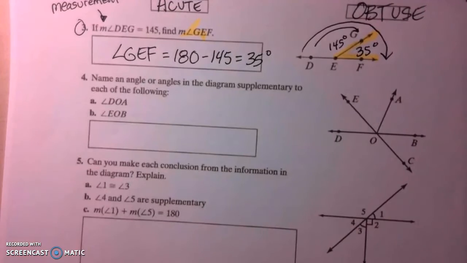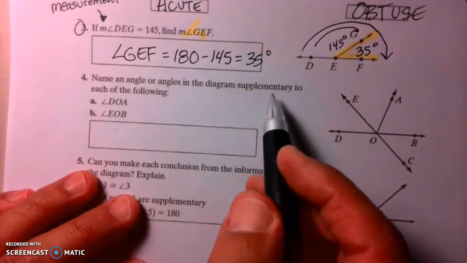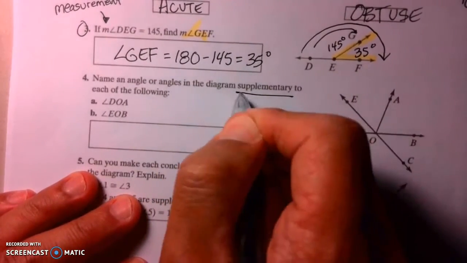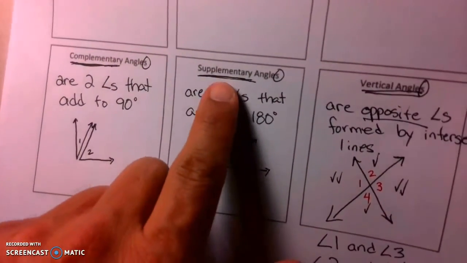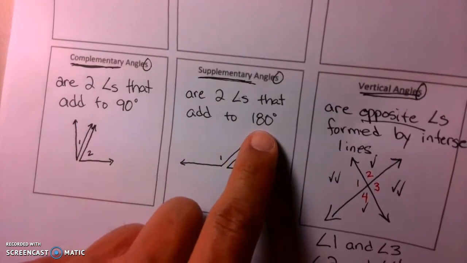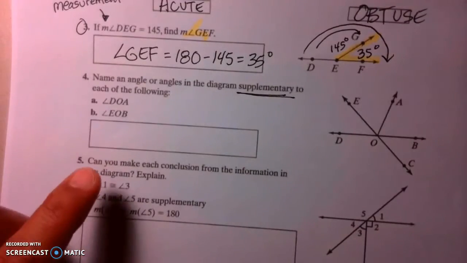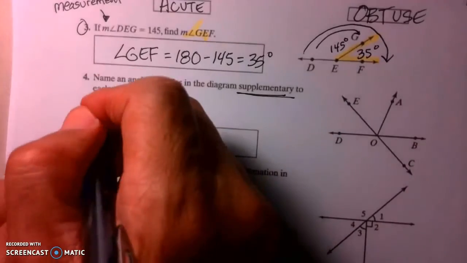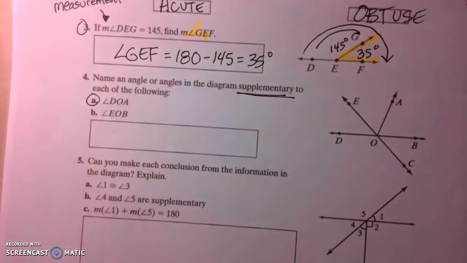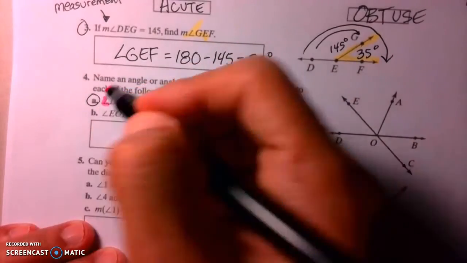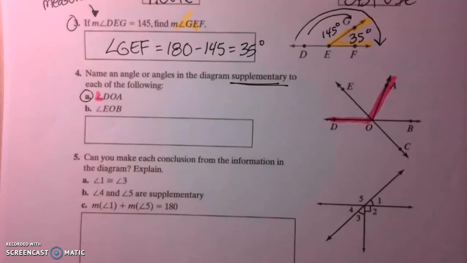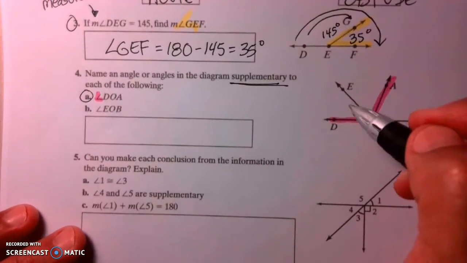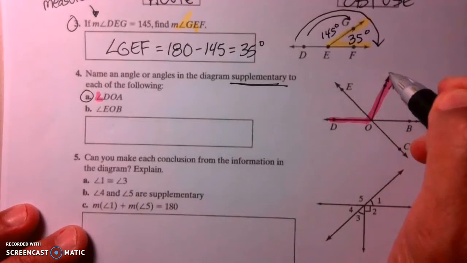It says name an angle or angles in the diagram that is supplementary. So you've got to know the difference between supplementary and complementary. This is the previous page. Supplementary are two angles that add up to 180, forming a straight line. So if we have this first problem, part A, DOA, I'll do that in pink. I need an angle that, along with the pink angle, would form 180 degrees, a straight line. And I could use this angle all the way over here.